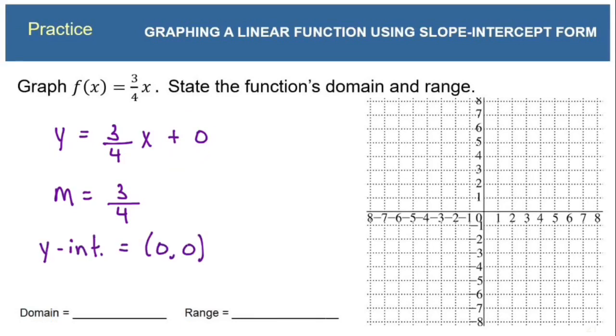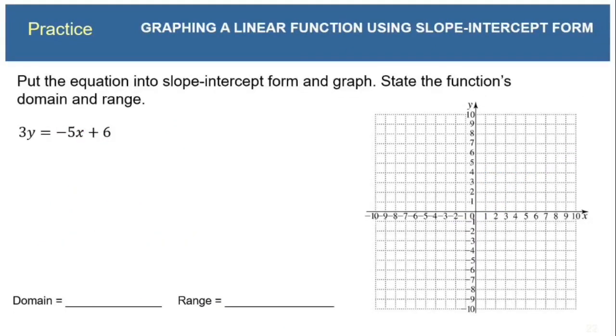Okay, so we'll put a dot at the origin for the y-intercept, and then we'll use slope as rise over run. So from here, up 3, right 4, and then put a dot and connect the 2 dots like that, and so there's your line. Now the domain, as always, is -infinity to +infinity, and range, same thing.